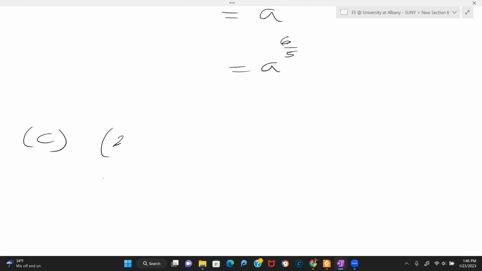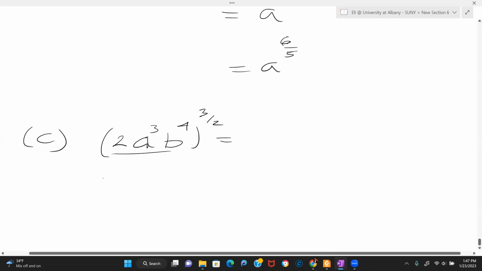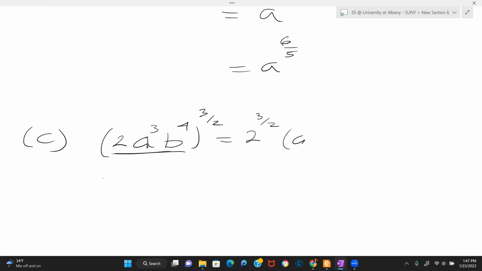All right, part C. So we have in part C 2 times a cubed times b to the 4th, raised to the 3/2. Again, the law about taking a product to a power applies even if that exponent is a rational number. So I can, in a sense, still just distribute this power over each term in this product. So it's going to be 2 to the 3 halves, a to the 3 raised to the 3 halves, times b to the 4th raised to the 3 halves.